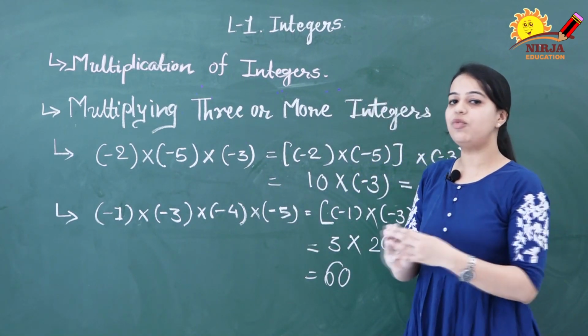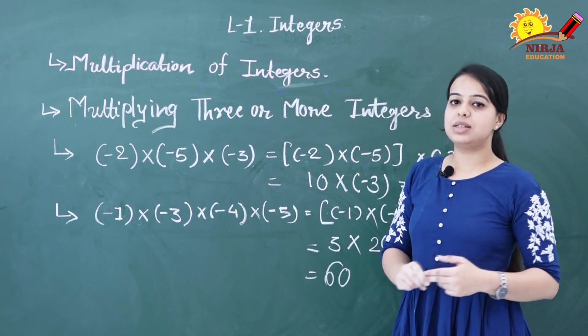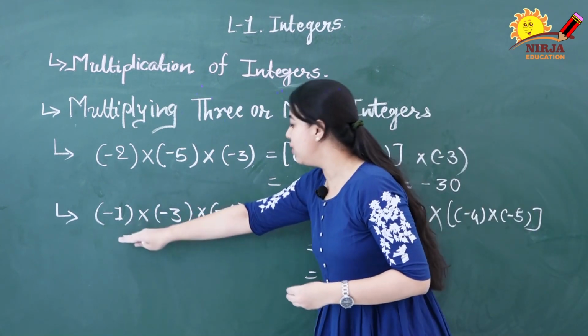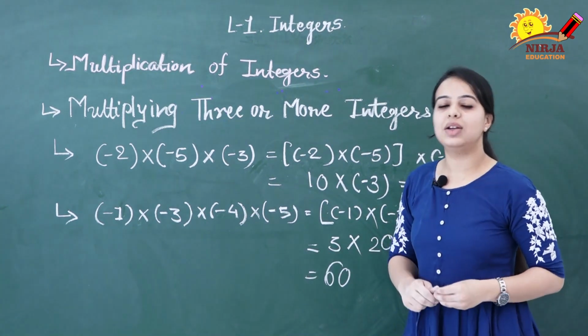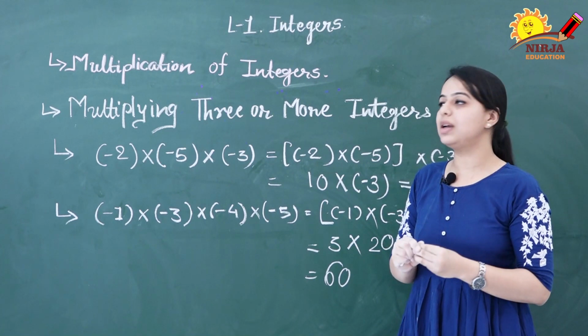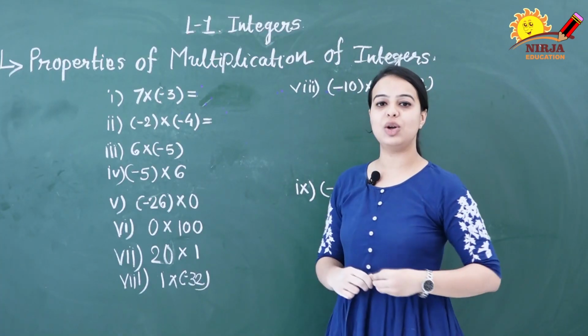In short, if the given negative integers are in odd numbers, then we are getting the result as negative. And if the given negative integers are in even numbers, then we will be getting the result as positive. Now let's see the properties of multiplication. So now let's see properties of multiplication of integers.